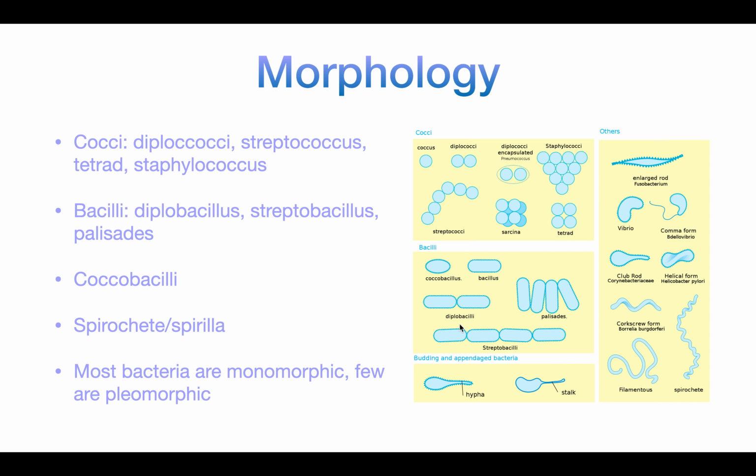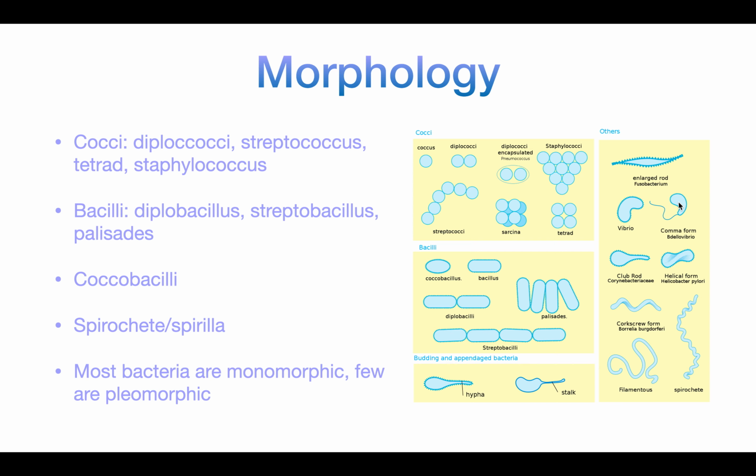The bacilli are going to be rod-shaped structures, and the coccobacillus is going to be like a combination between a coccus and a bacillus. The bacillus is one rod, diplo is two, strepto is once again rods on a chain, and the palisades are kind of like zigzags. So these ends will join, that end will join. This is an unnatural one, but those are the palisades.